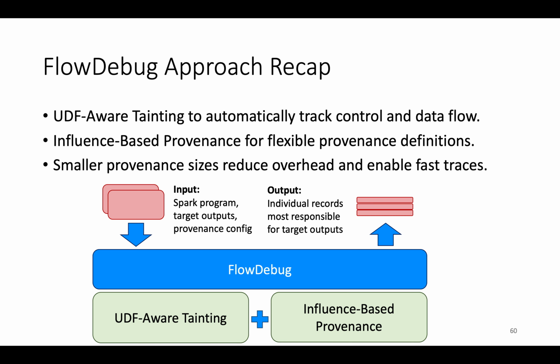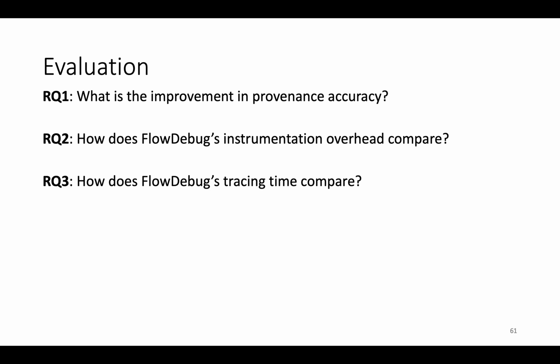Moving on to the evaluation, we had three main questions that we wanted to evaluate. First question was, how does our trace accuracy improve when using PerfDebug, or FlowDebug? Our second and third questions focus on performance. What is the instrumentation overhead and analysis time for using FlowDebug?